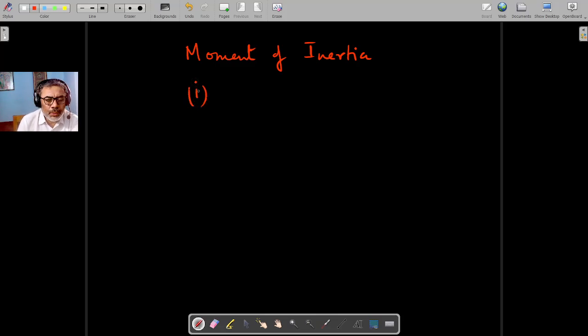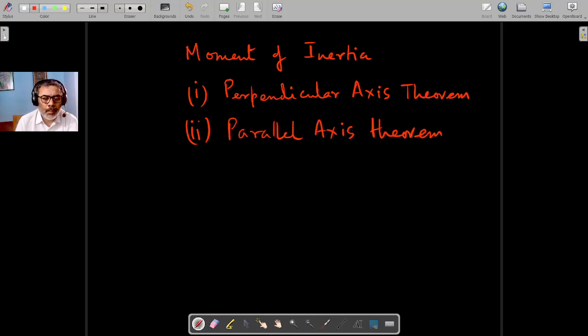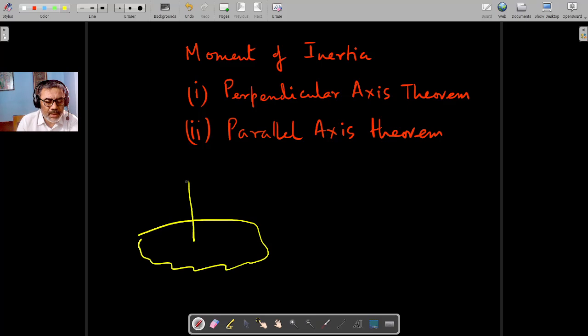We will learn two theorems. First, the perpendicular axis theorem, and then the parallel axis theorem. In the perpendicular axis theorem, we will consider a two-dimensional mass distribution, and there is a z-axis, and the mass distribution is rotating about the z-axis.